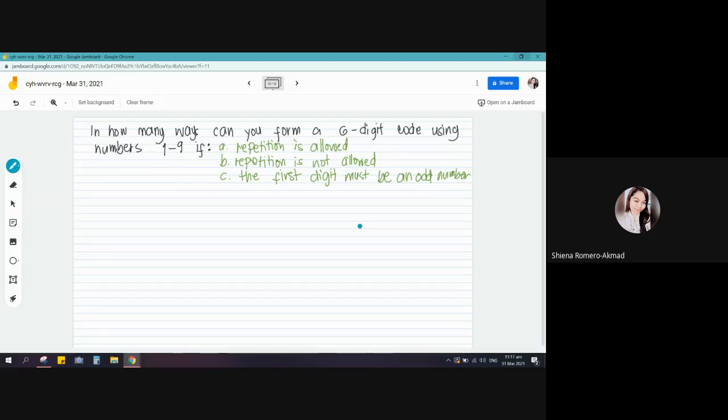Dali lang naman tayo solve. Solution for letter A. Repetition is allowed. Ang gagamitin natin dito is we will use the box method. Kung repetition is allowed, 6 digits, 1, 2, 3, or mas madali, ganito na lang.